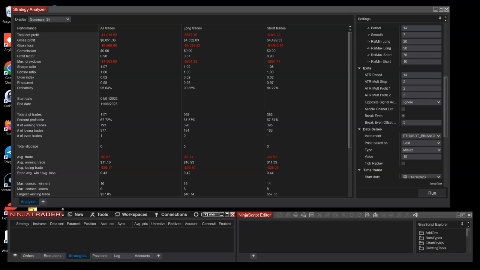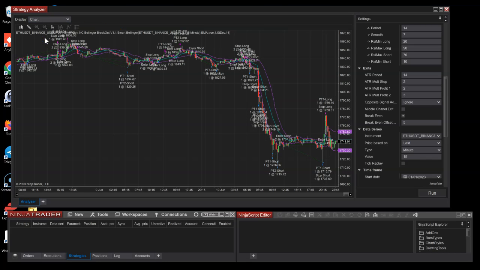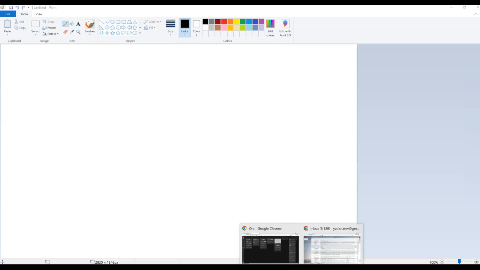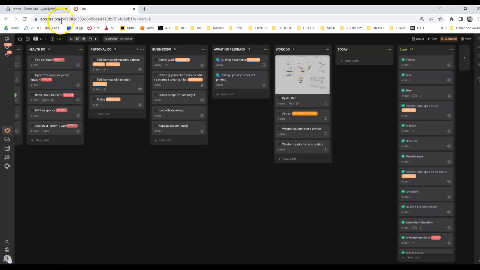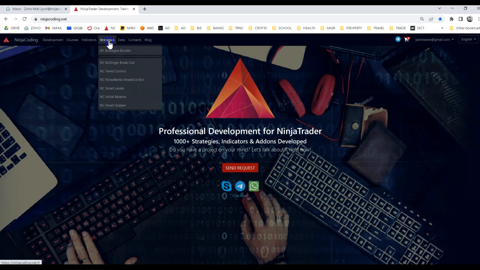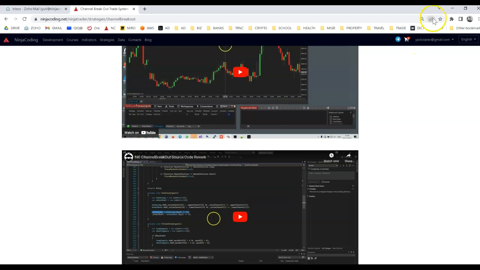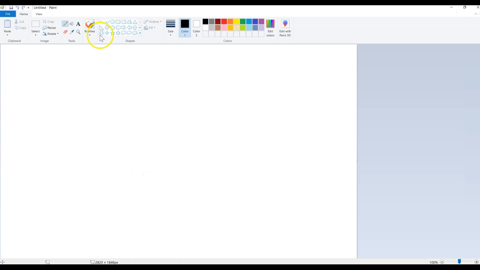Let's first of all start off with having a look at the data and the strategy rules. The concept behind the strategy is pretty simple. However, it proves to be quite effective on some symbols, I think. So you can find more information about this strategy here. But basically, we have a Bollinger Channel.